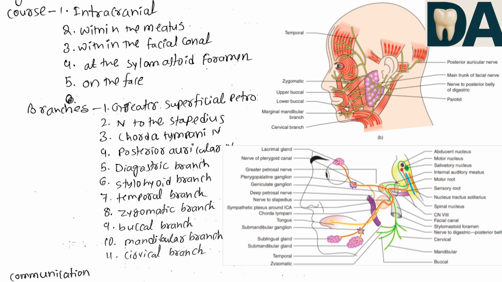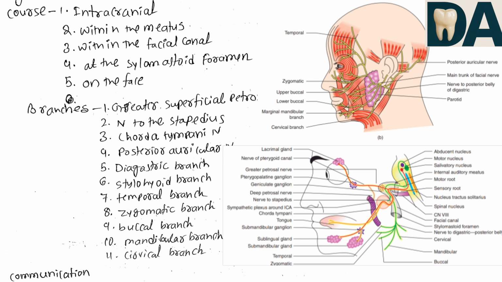tortuous course. It runs upward and around the nucleus of the abducent nerve. Then it descends to emerge between the olive and the inferior peduncle and enters the internal acoustic meatus.